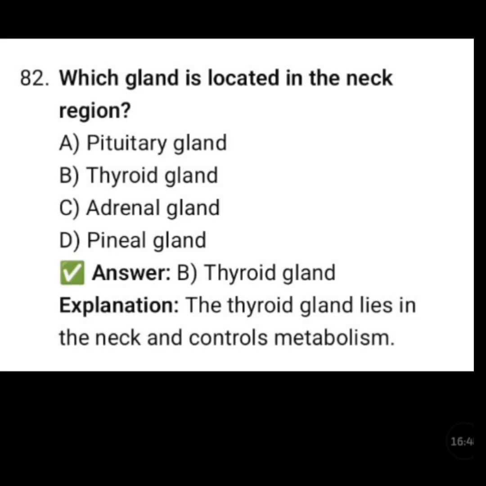Which gland is located in the neck region? Pituitary gland, thyroid gland, adrenal gland, pineal gland. The correct answer is option B, thyroid gland. The thyroid gland lies in the neck and controls metabolism.